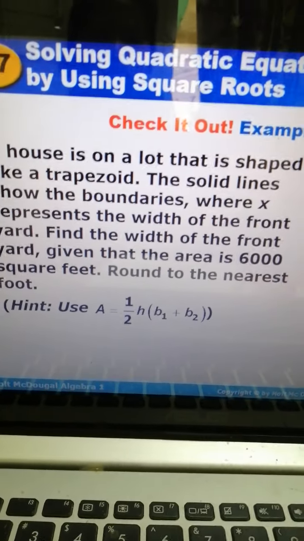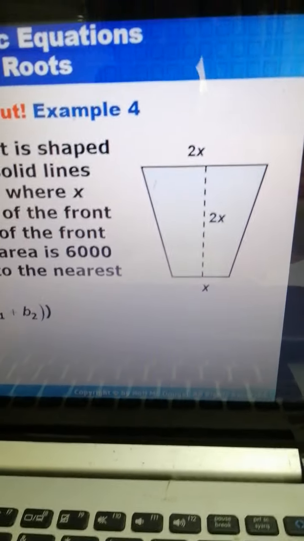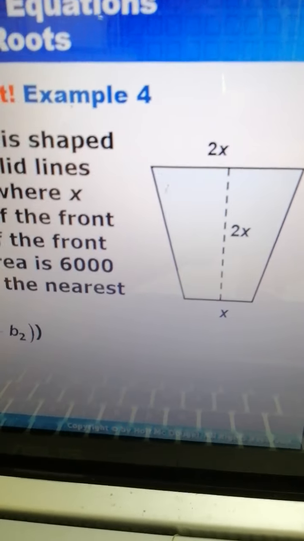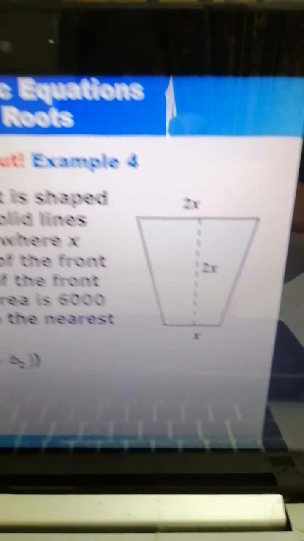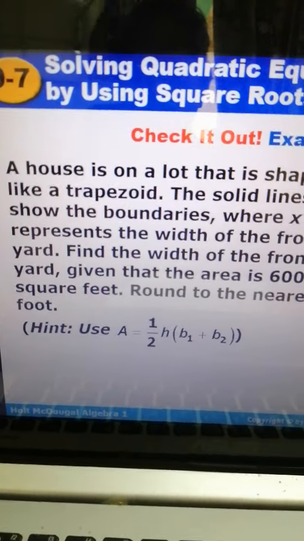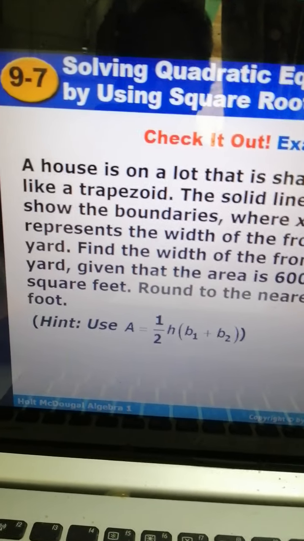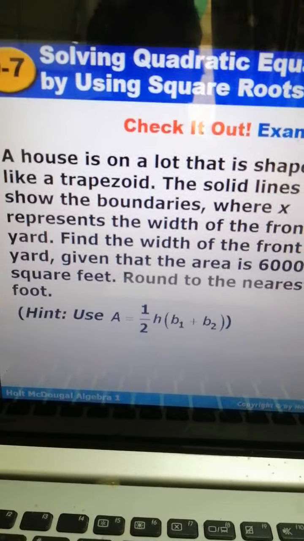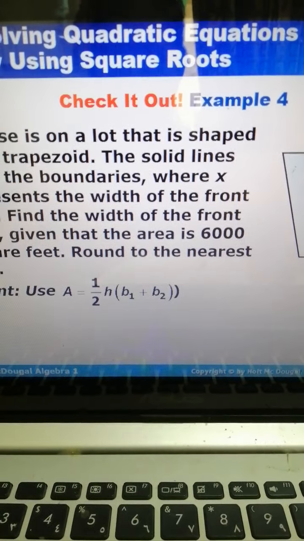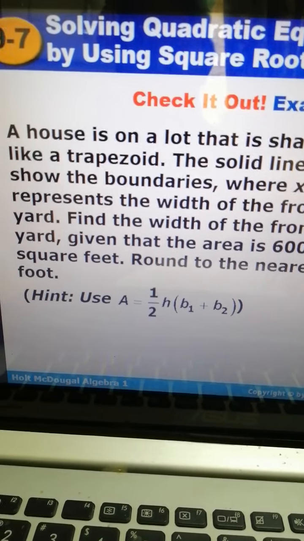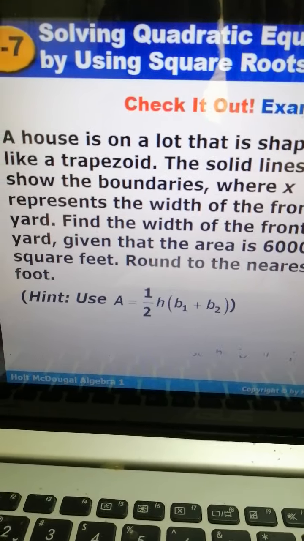Let's apply it to a trapezoid. Example 4 again. So this is a trapezoid. You have the dimensions: base 1 and base 2 are 2x and x, and the height is 2x. What is asked here? When you read the problem, you are asked to find the width of the front yard, given that the area is 6,000 square feet. Round to the nearest foot. They gave you the formula, and we're recalling the formula for the area of a trapezoid. Let's try to solve it.